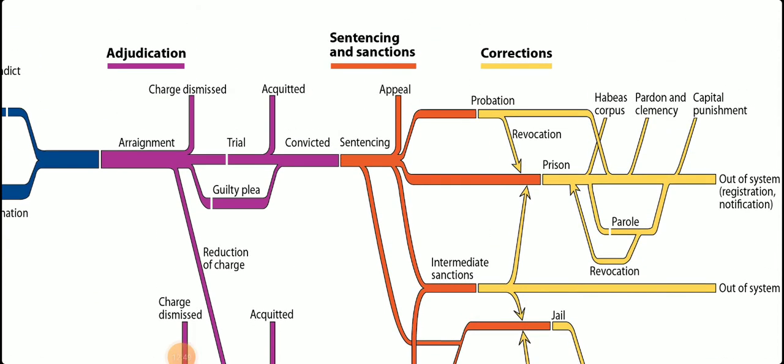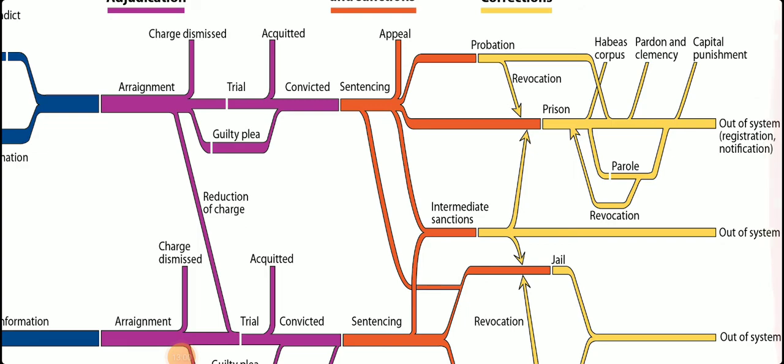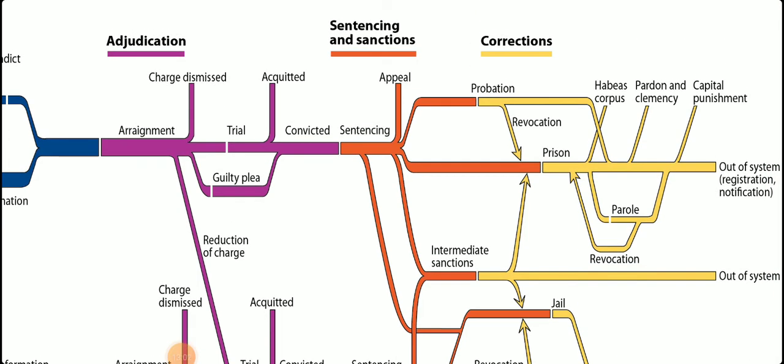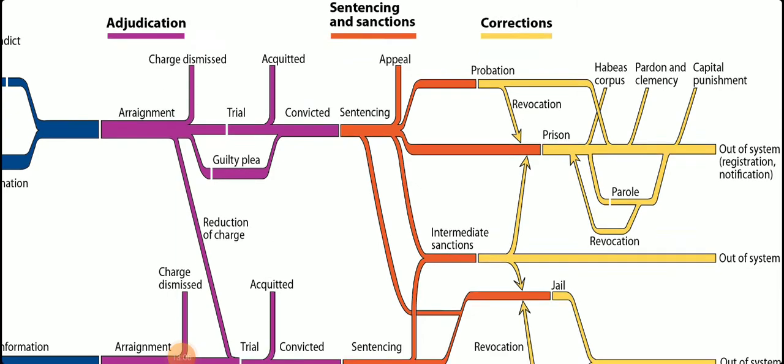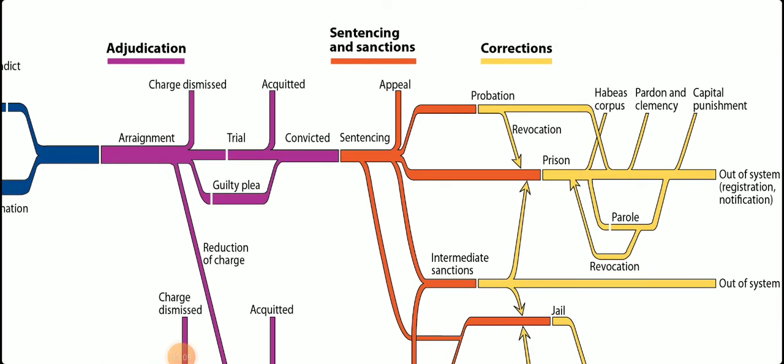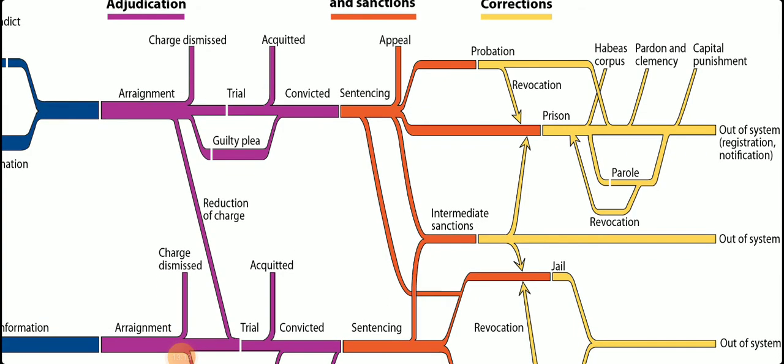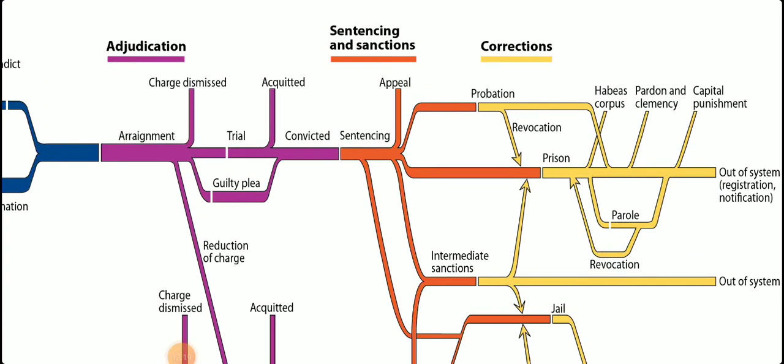In probation, in sentencing, the process of correction starts. So it moves to revocation, rehabilitation, Habeas Corpus, pardon, clemency, capital punishment, and after rehabilitation and reformation, the criminal, misdemeanor or felony, moves back to society again after rehabilitation.